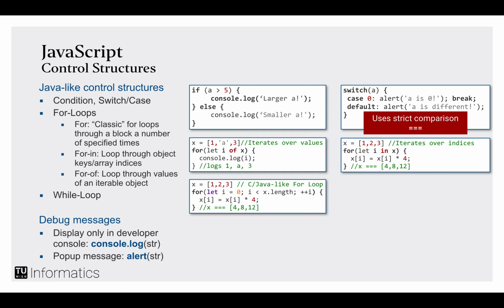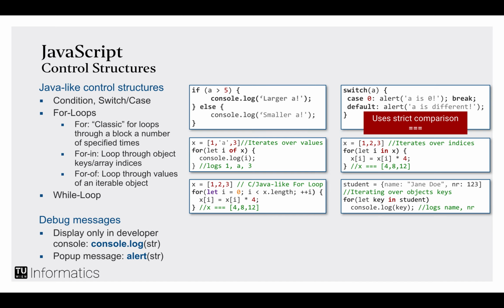And now the regular for loop that you might have seen before in C or Java is the one we have here on the bottom left. You say for, and then you initialize a variable, then you have a condition when to stop the loop, and then you have usually an incrementer or decrementer at the end. And you can also use for in with objects to iterate over object keys. So if you use for in for an object, you will go through all the keys of the object.